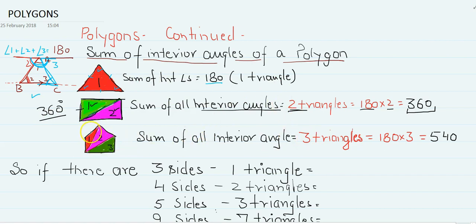In the same way, let's have a pentagon. A pentagon has 5 sides: 1, 2, 3, 4, 5, and we can divide it into 3 triangles. So 3 triangles means 180 times 3 is equal to 540. So this is very easy to know the sum of all interior angles of a polygon. You divide it into triangles, and if there are 2 triangles, the sum of all interior angles will be 360. If there are 3 triangles, the sum will be 540.